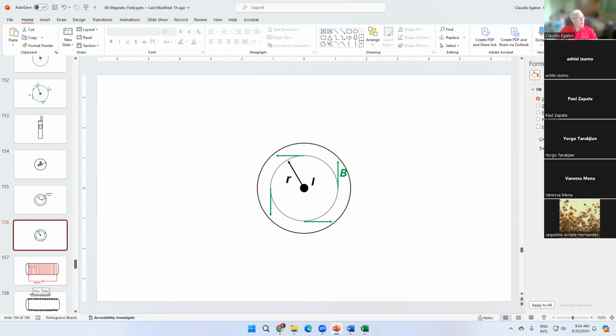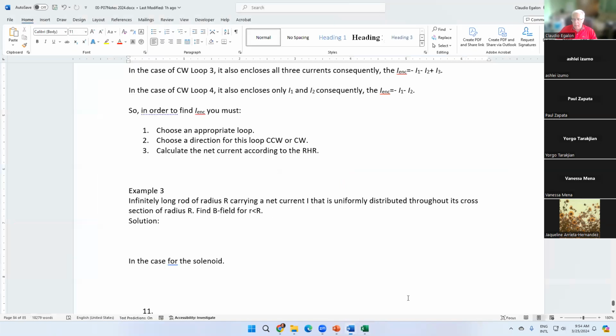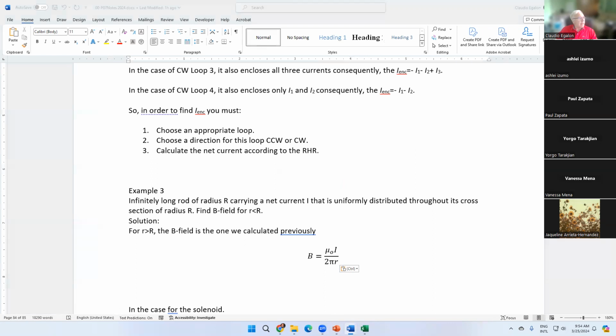We use Ampere's law. Okay. So here you go. First step. I already told you that for a radius greater than the radius of the wire, the B field is the one that we calculated previously. Okay. The challenge now is to find out what would be the B field for a distance r less than the radius of the rod.